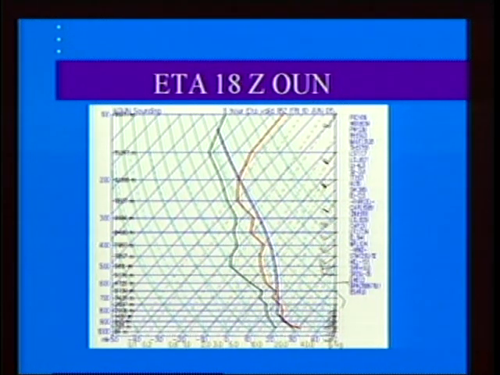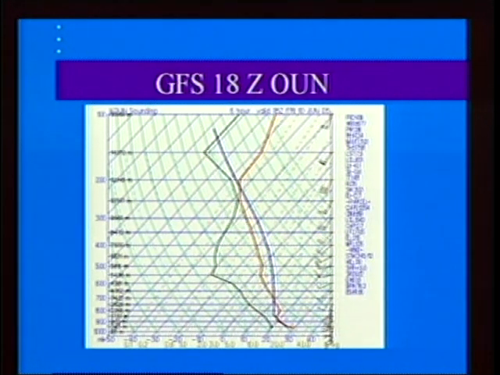And we'll look at the next sounding, which is the Eta, and it also has about the same amount of instability and a little bit weaker of a cap, 3.1. So it looks fairly similar to the previous sounding, very unstable, a lot of moisture in the lower troposphere. Next, the GFS.